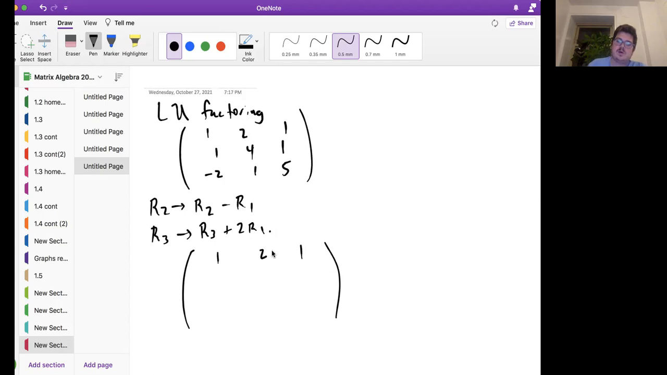1, 2, 1. Now we have 0, 2 to make it interesting, and then 0. And then row 3, we have 0, so plus 2 row 1. So it's plus 4, and this makes 5. And then plus 2 row 1 makes 7.